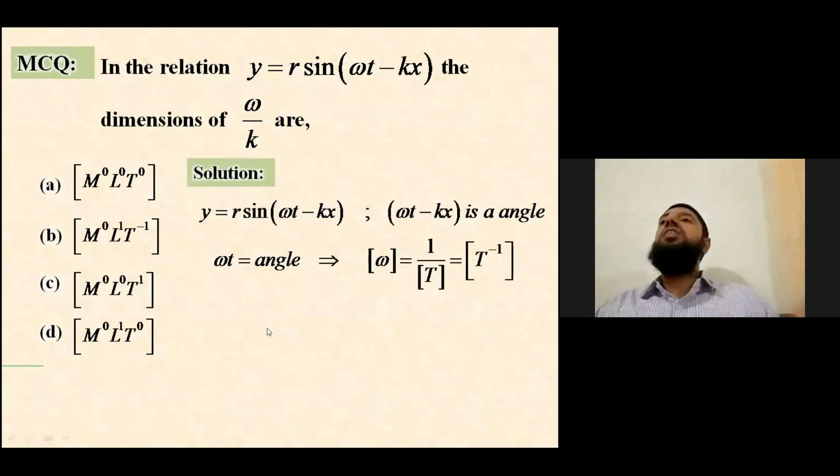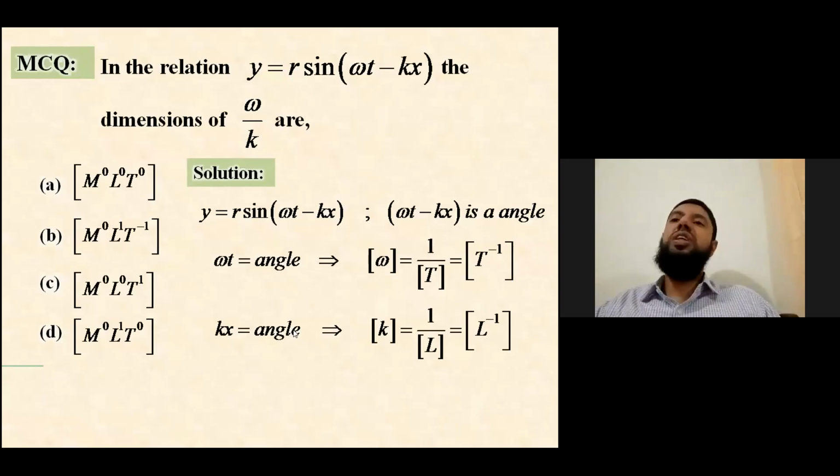Then kx is the angle. Here we are defining k as 1 by L. What is 1 by L? This is the number of waves per unit length, the wave number, which you are going to call k. Therefore L power minus 1.